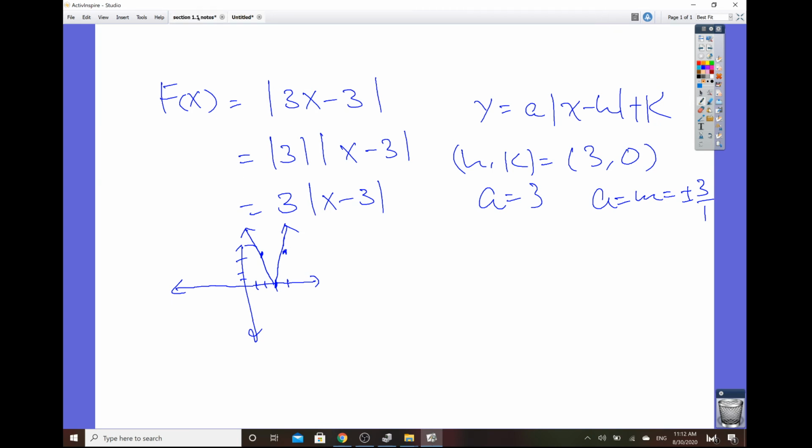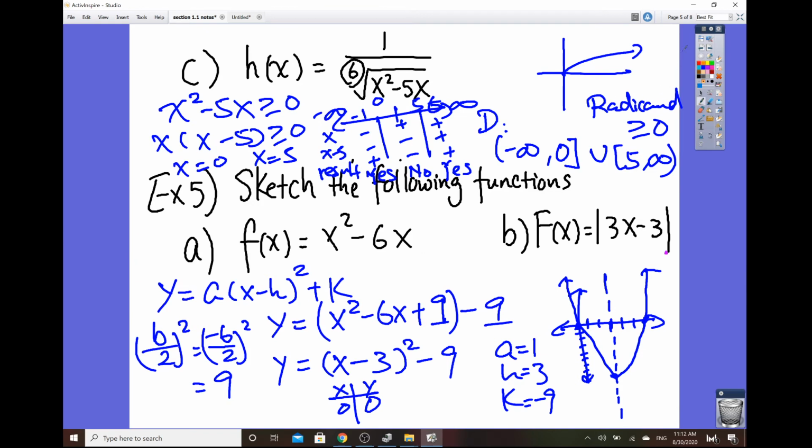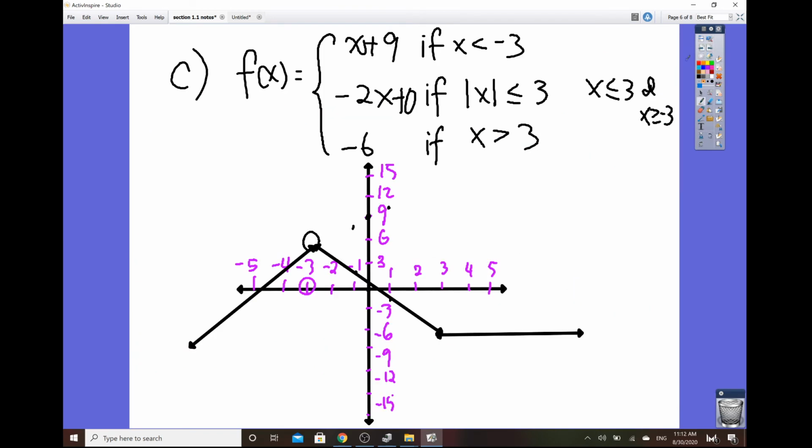Okay, so going back to that slide here, let's see what else we have. So the piecewise function is given as f of x equals x plus 9, the linear part, for x less than negative 3. The other one is f of x equals negative 2x plus 0, if absolute value of x is less than or equal to 3. For this one, if the domain is given with absolute value, you can always break it apart. So that means x is less than or equal to 3 and x is greater than or equal to negative 3. And then the third part is negative 6 for any x greater than 3. So the graph is already sketched.